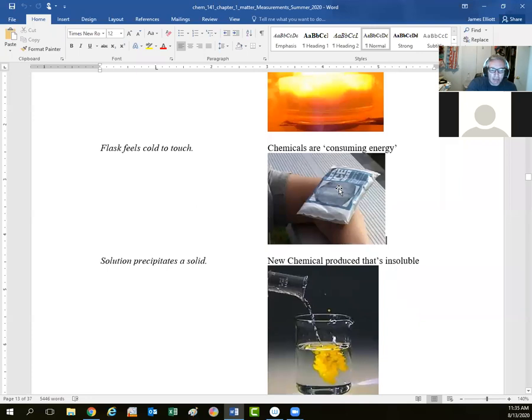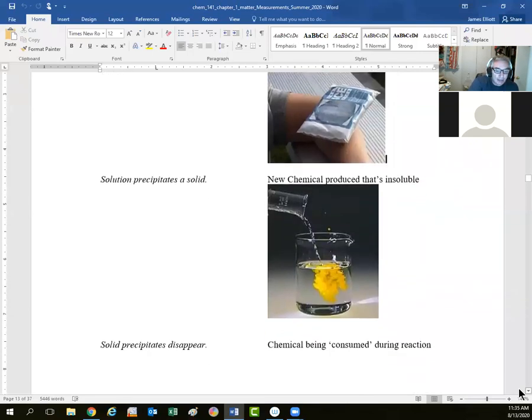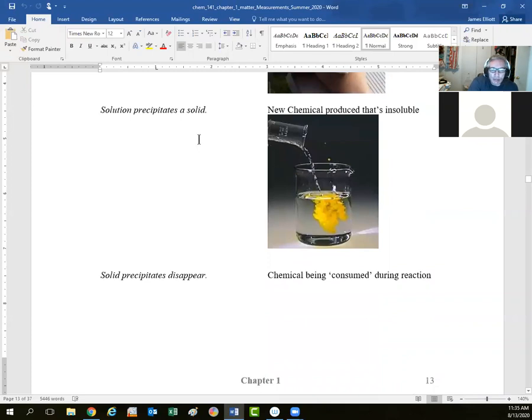You basically snap the pack, and that allows two chemicals to mix together. When they mix together, they react, and it causes an absorption of energy by the chemicals, and so the surroundings feel colder. Sometimes it could be about a reaction which causes a change in state.